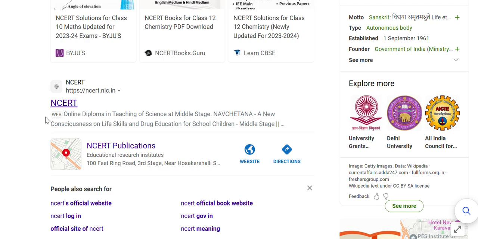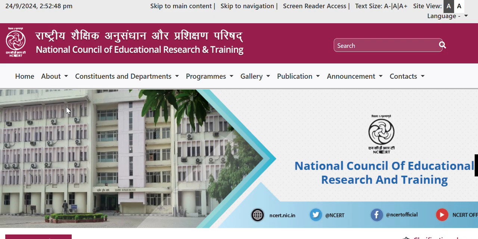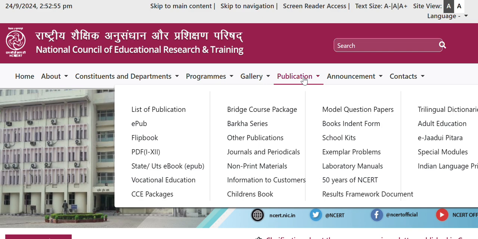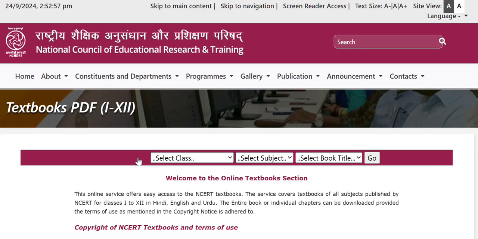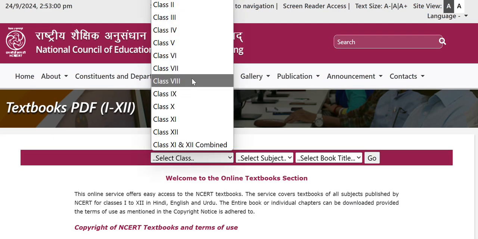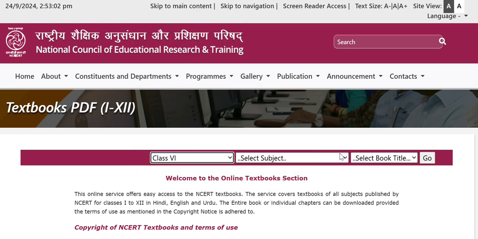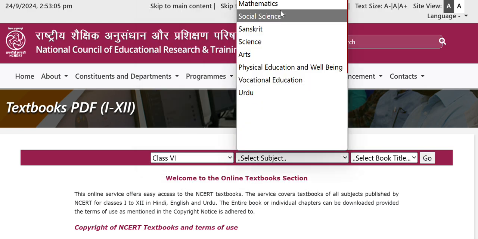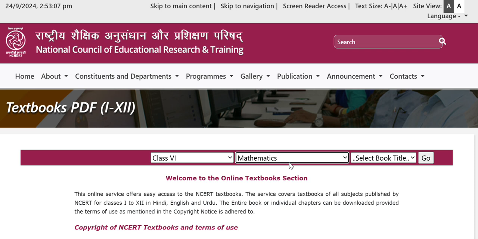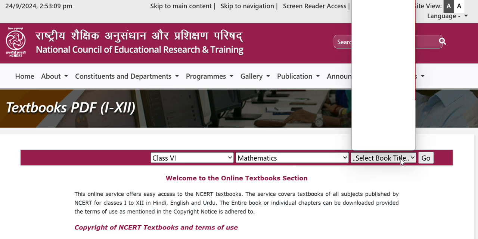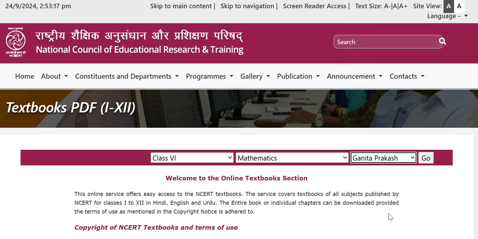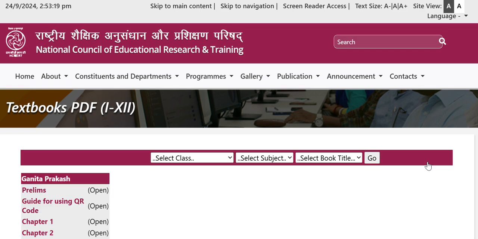Today I'm going to show you the new textbook for 6th grade which has come. You have to go to this website, ncert.nic.in, and go to publication, PDF and select class 6th. As of now, only the new 6th textbook for mathematics has arrived. So select mathematics and over here select Ganita Prakash. Okay, select Ganita Prakash and select go.